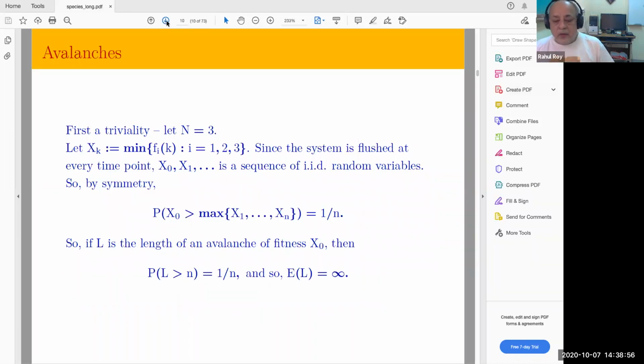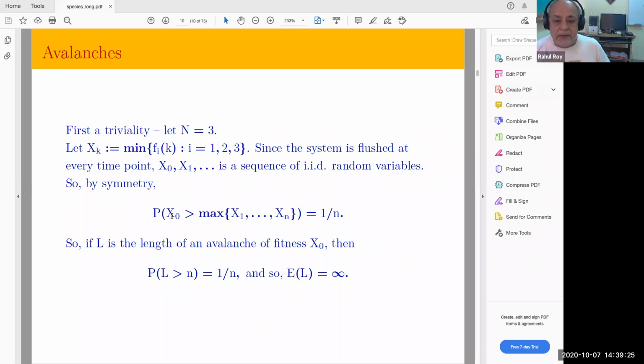So, talking about avalanches, let me first bring a triviality. Suppose n equals 3. If n equals 3, then there are only 3 in the circle, so all 3 of them flush at every time point. If xk is the minimum at time k of all the 3 of them, and since the system is flushed at every time point, then x0, x1, etc.